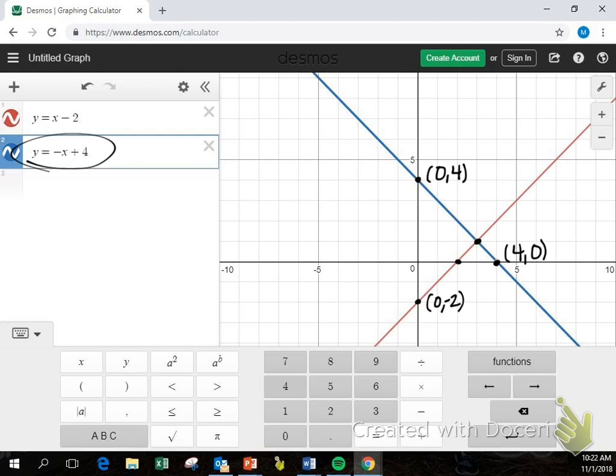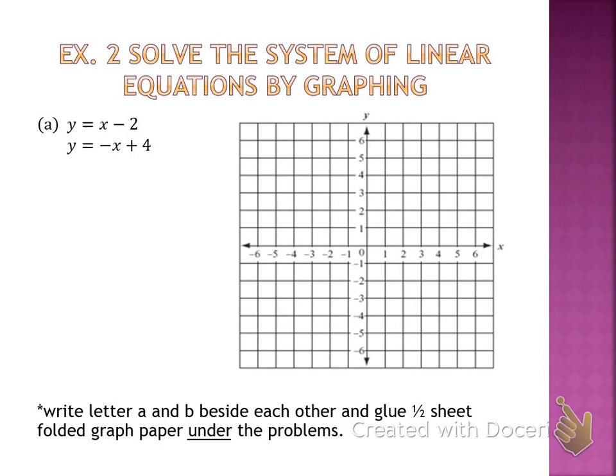Now, what is the answer to the problem? Because what did the instructions ask you to do on example 2? Vonasia, read me the instructions for example 2. All right, so we're back at question A. It says, example 2, solve the system of linear equations by graphing. So we've graphed it on Desmos. It's on our graph paper. So what is the solution? Vonasia? If you need to go back and look at the definition of the solution, go back and look.